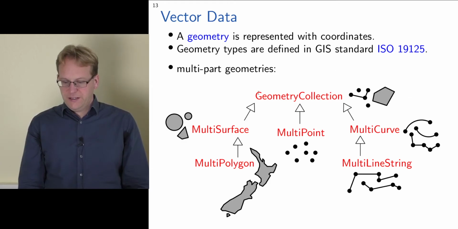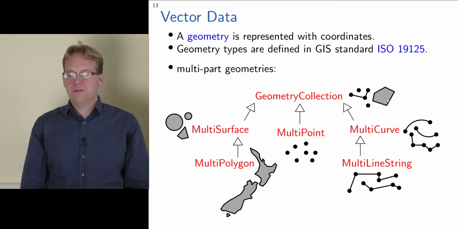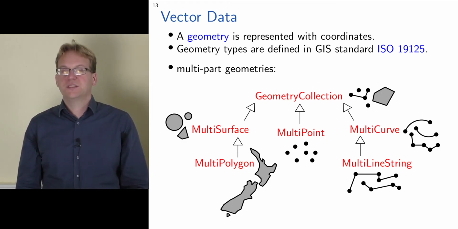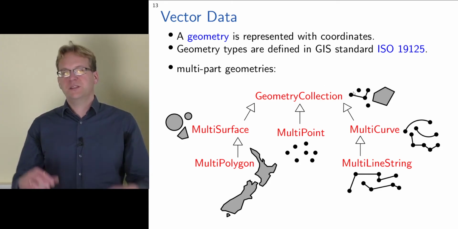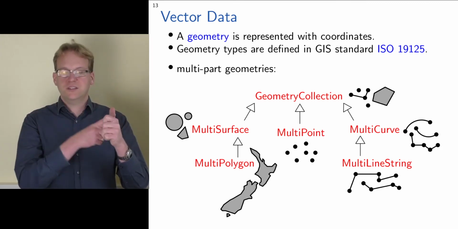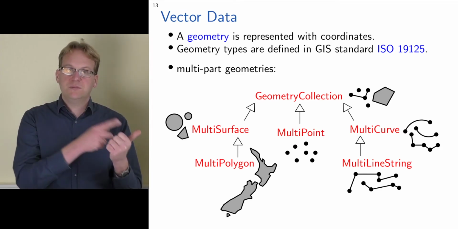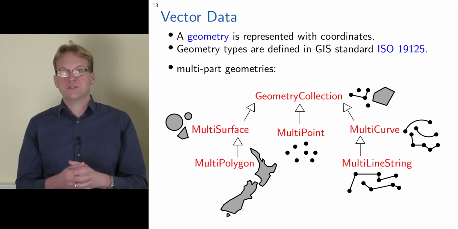And finally, we have this most general type, which is geometry collection. So that means that, well, this can be a collection of anything. It can contain, at the same time, points, polygons, and line strings.